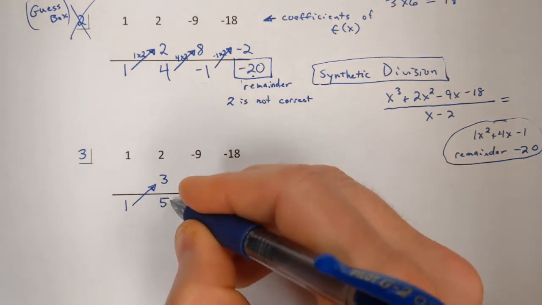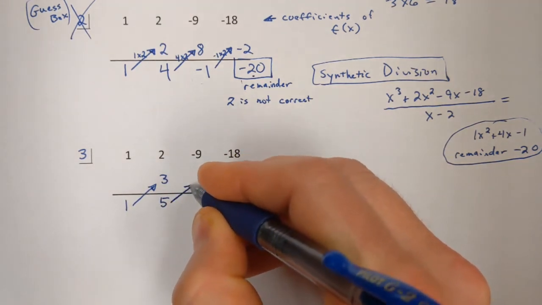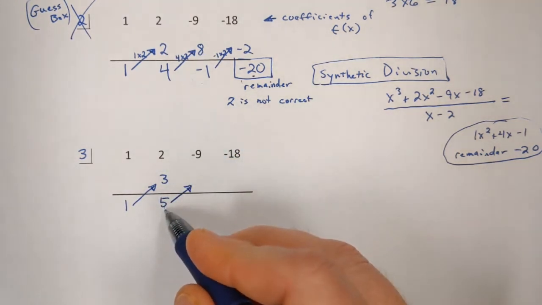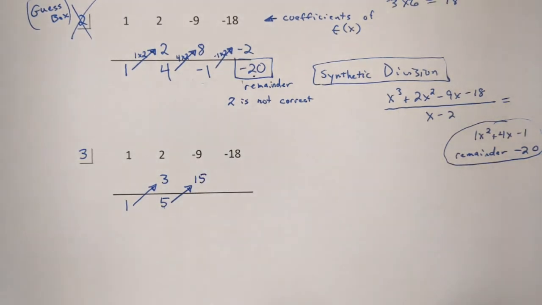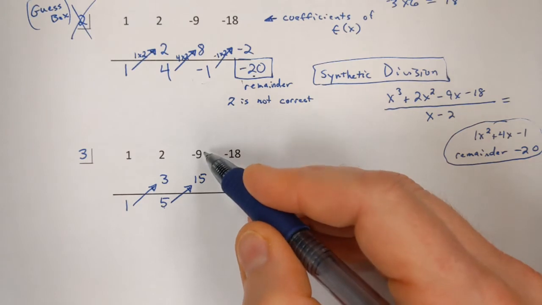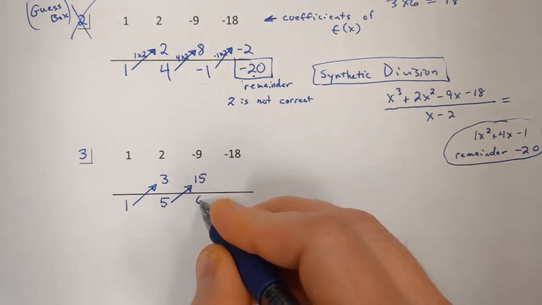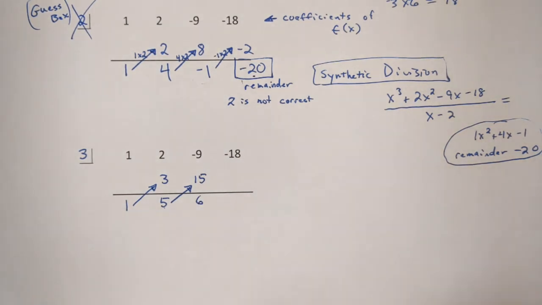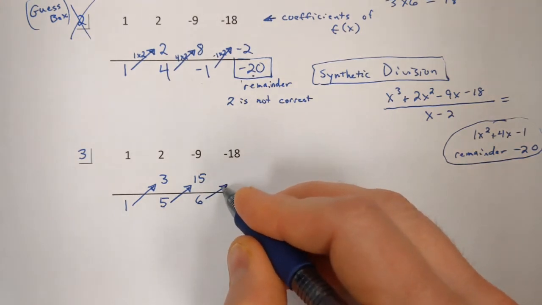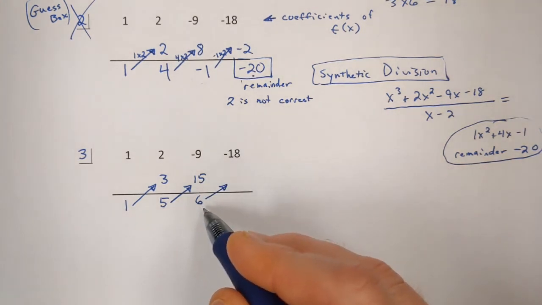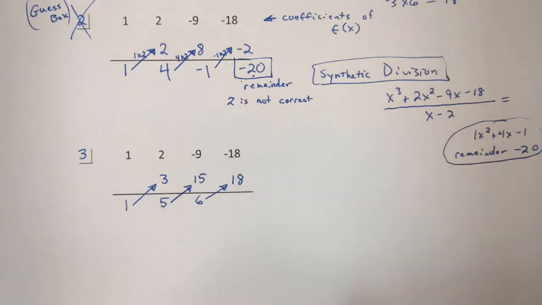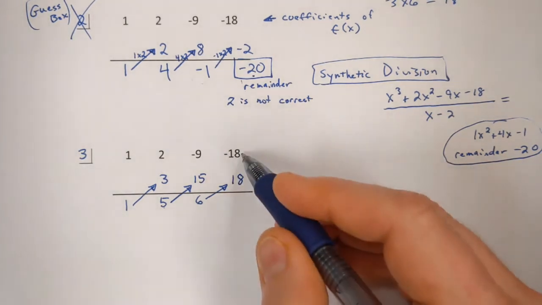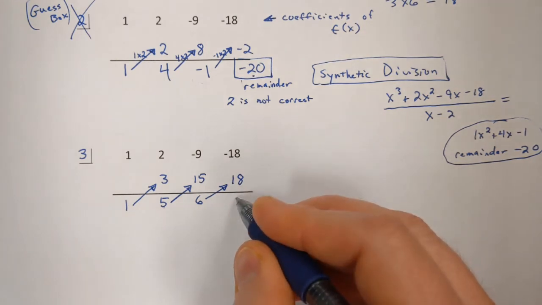Now I need to draw a diagonal right now, and along the diagonal I'm going to take this value times my guess. I'm going to do 5 times 3. It's 15. Let's add this column together now. Negative 9 plus 15 is 6. I draw a diagonal, and along this diagonal I'm going to take the value 6 and multiply it by my guess. 6 times 3 is 18. Then lastly, I'm going to add this last column together.